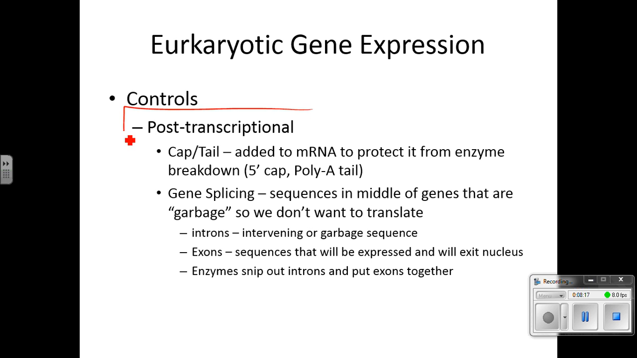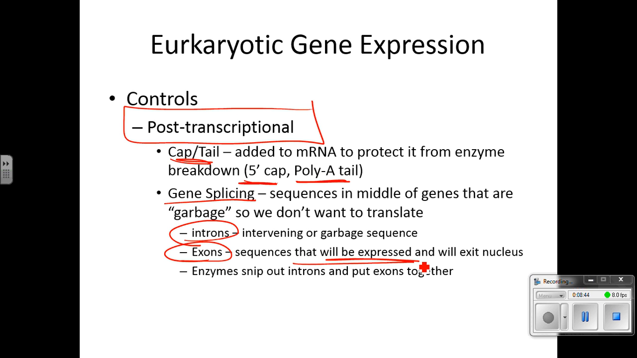Okay, then there's also things that happen after transcription, so post-transcriptional. Remember that cap and tail we added to the mRNA to protect it from being broken down, the GTP cap and the poly A tail. Also, this is actually a gene expression control that we learned about in chapter 15 and 16. Gene splicing, we're actually going to take out the introns and put together the exons. These are the parts that will actually be expressed. Enzymes snip out the introns and put together the exons.